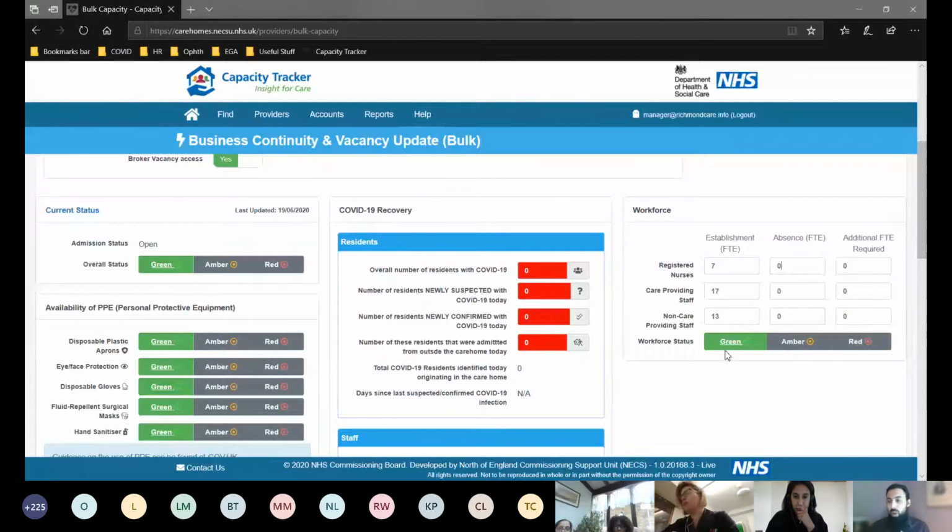We are aware that some areas have been using these RAG ratings slightly differently. Again, just to confirm, green, you are able to staff at the moment and you don't have any issues. Amber, you are able to staff, but you expect some significant escalation risk in the coming days. And red, you're struggling right now. You don't have any staff to be able to see your residents. Okay.